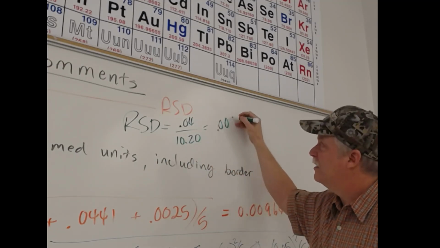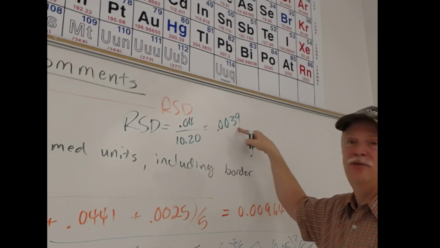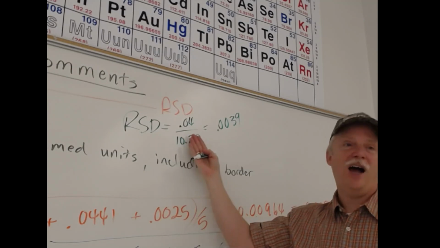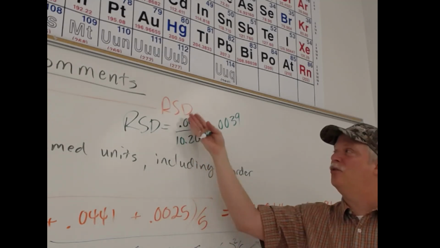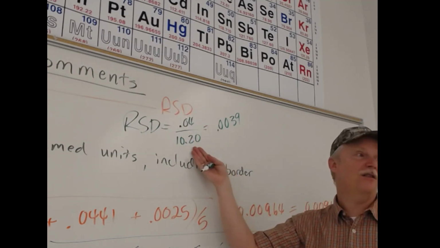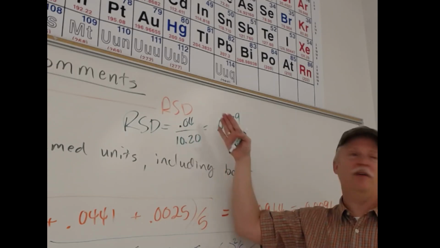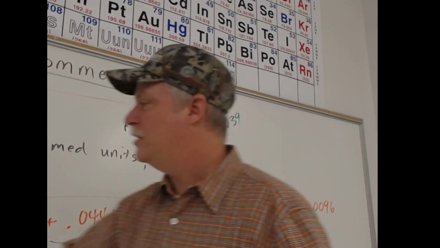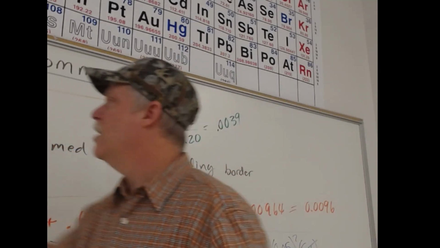0.0039. In other words, 4 out of 1,000. And so you can just look at the fraction and say, wow, my uncertainty in group 1 is 4 thousandths. Everybody see what I'm doing with the decimal places? I'm just moving everything over to the same place value. Let's do it for this one.